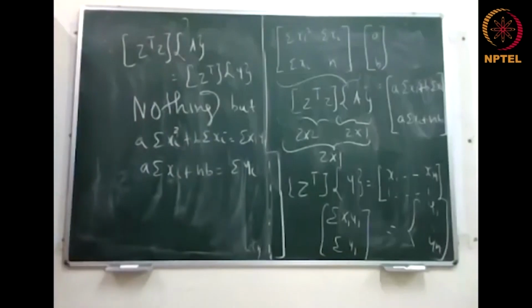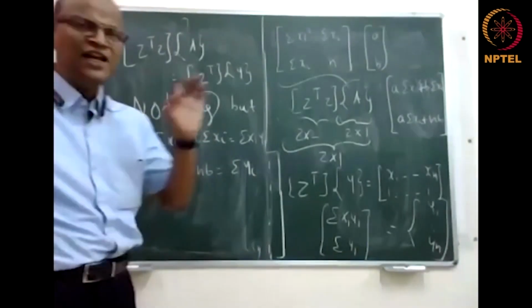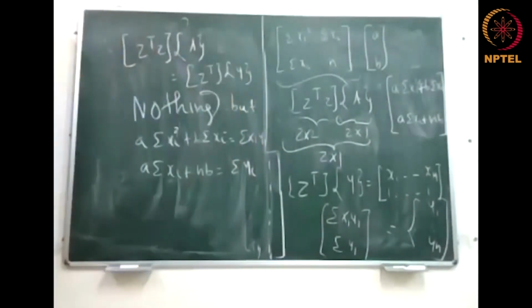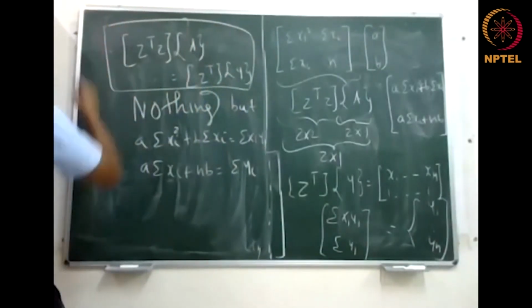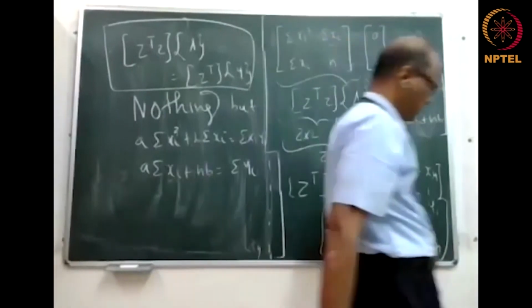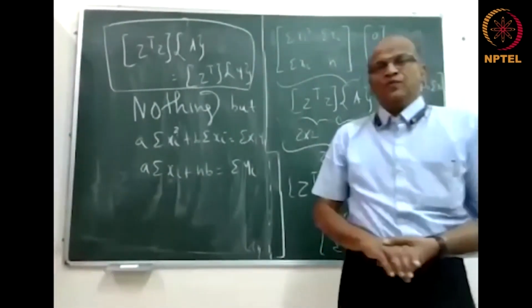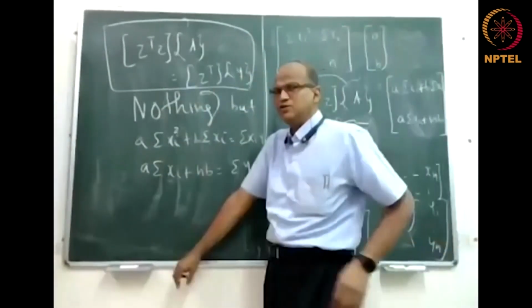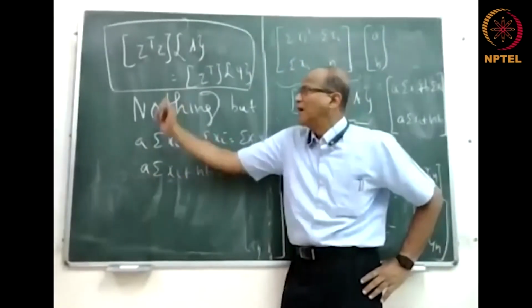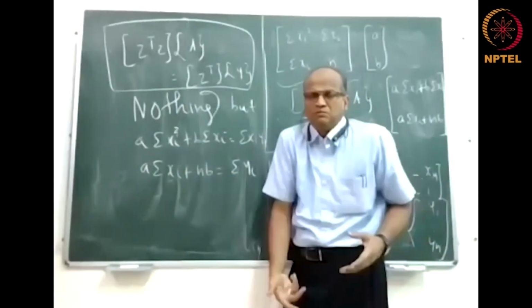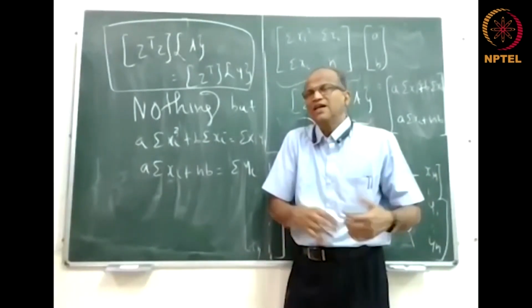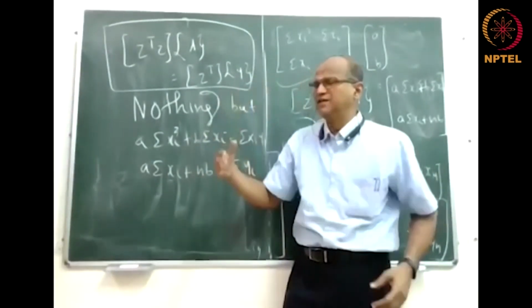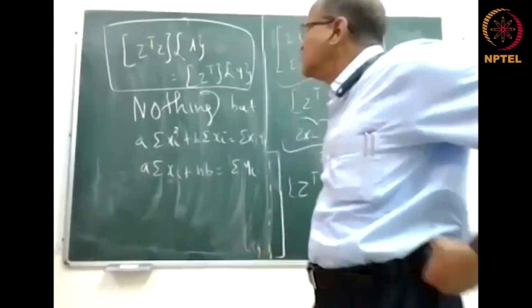Correct. Okay. So therefore, the linear least square can be written in terms of matrix like this. Z transpose Z operating on this. That's it. So you can use whatever tools you have with you to solve. And there's no need that it has to be just ax plus b. You can extend it further also.